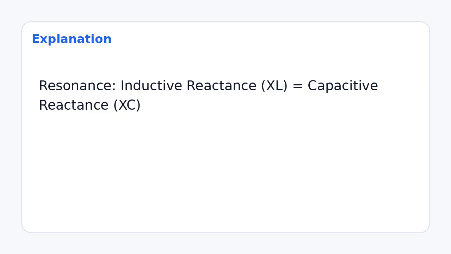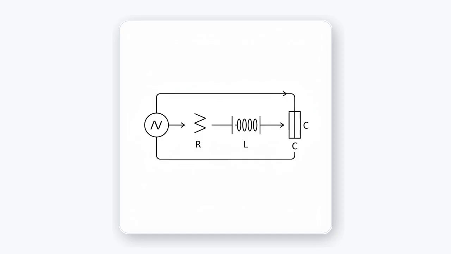Resonance in an RLC circuit is a special condition where the opposition from the inductor, called inductive reactance, XL, perfectly cancels out the opposition from the capacitor, called capacitive reactance, XC. First, let's quickly review these two types of reactance.